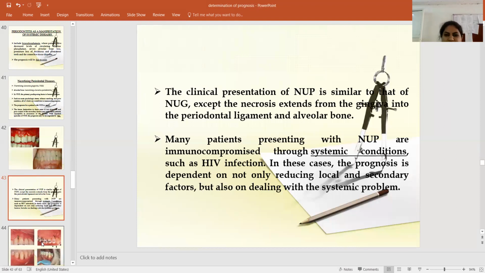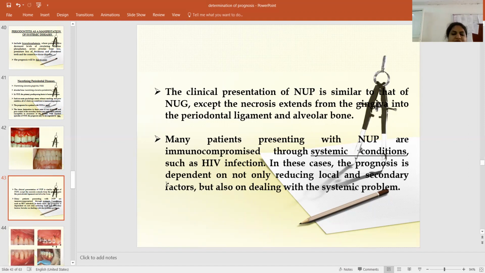The clinical presentation of necrotizing ulcerative periodontitis is similar to that of necrotizing ulcerative gingivitis, except that the necrosis extends from gingiva into the periodontal ligament and alveolar bone. Many patients presenting with necrotizing ulcerative periodontitis are immunocompromised through systemic conditions such as HIV infection, and in these cases the prognosis is dependent not only on reducing the local and secondary factors, but also on dealing with the systemic problem.